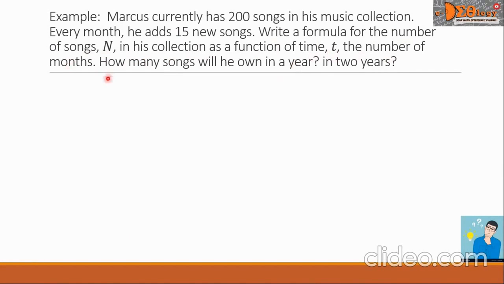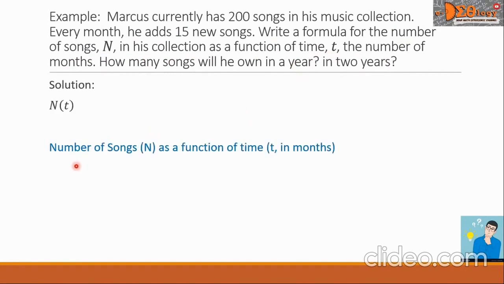The questions are: how many songs will he own in a year? That is the first question. The second question is, what about in 2 years? So this is our solution.